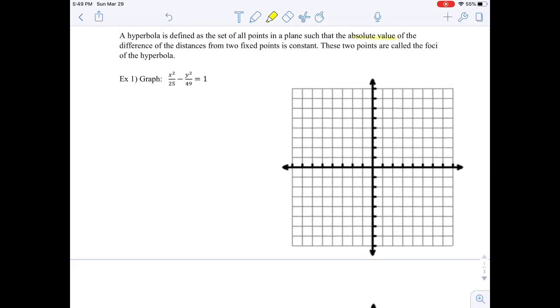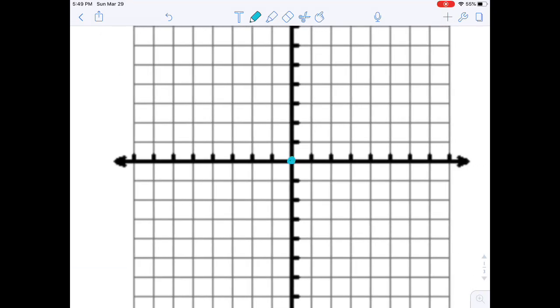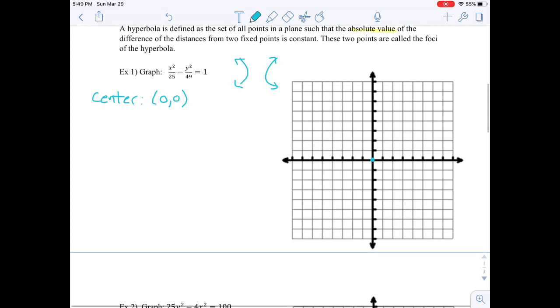So our first one, we see that x is first. That means we're going to go horizontal. Let's figure out where our center is at. And it's at 0, 0. Your A is always first. Your A is 5. B is 7. Then we can go find our C squared. Sometimes it's nice just to find these all right away. That's adding them together. So C is the square root of 74, which is about 8.6.